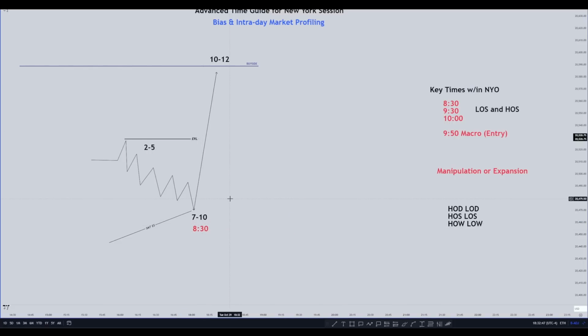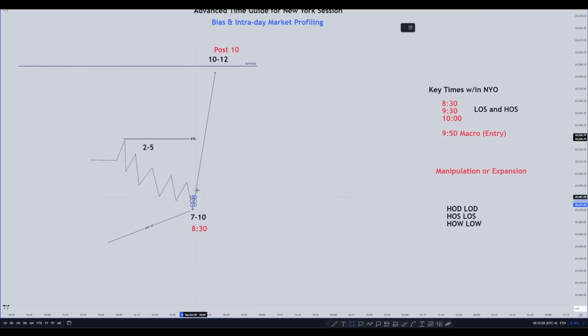Are we likely to see 9:30 then drop again and form a new low? Are we likely to see 10 a.m. continue to drop? No. I would say that anything between 8:30 and 10 o'clock, post 10, we're going to see it expand. That means in theory, if we have a correct draw and we've profiled it correctly, we could go long anytime between then, and we're going to be right.